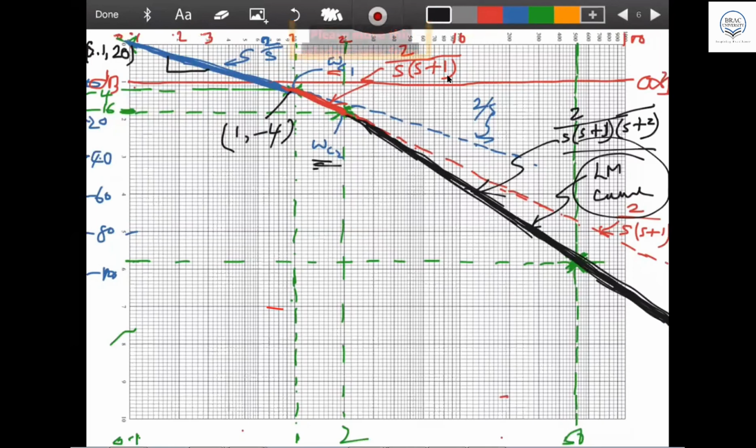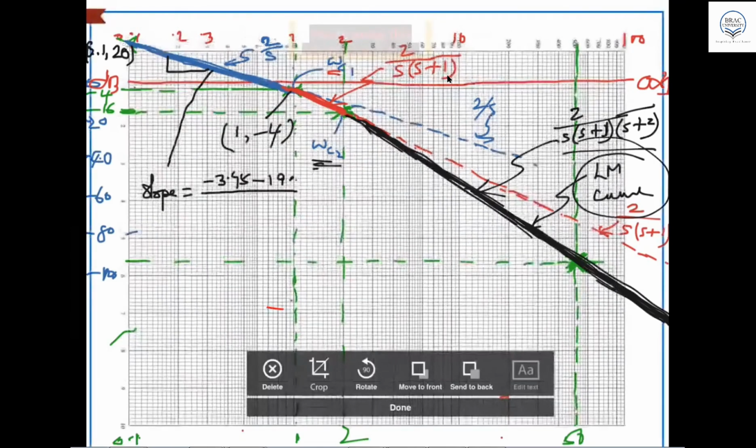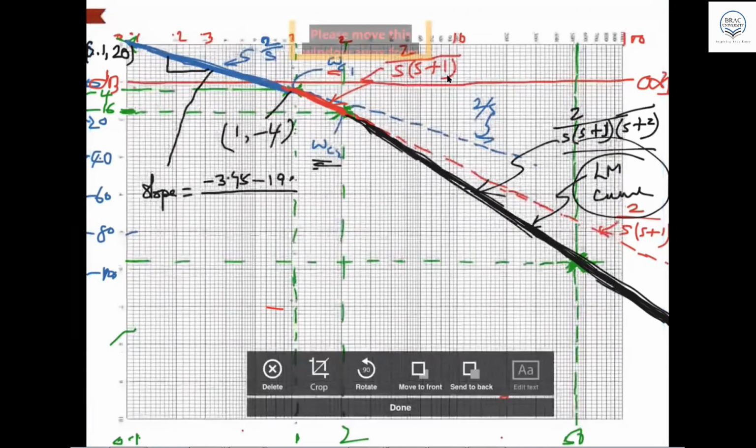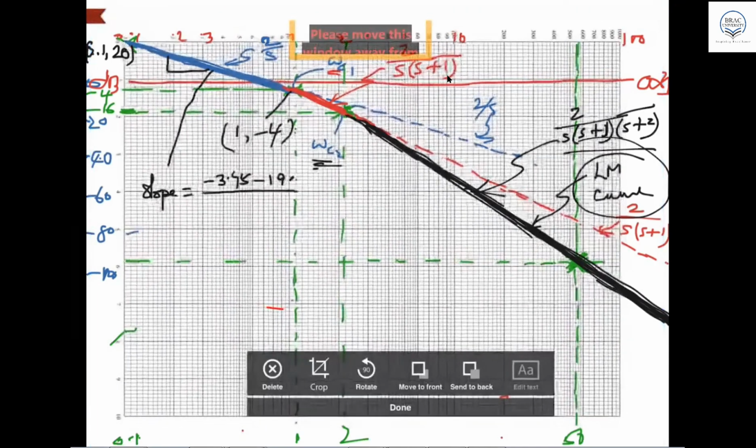Minus 3.97. 3.95 or 4 minus 4. Okay, 3.9 minus, minus 19.9. Okay, 19.9. I'm writing here slope equal to, you said, minus 3.95 or 4 minus 19. Minus 19.95, right? Yes, sir. It's okay.